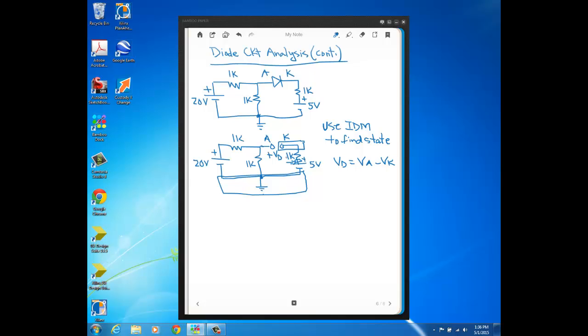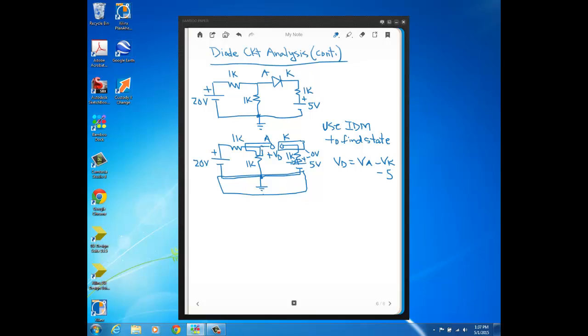That 1K ohm resistor has no current because of this open, so the voltage across it is 0. 0 volts across something like a resistor or a short, remember a short has 0 volts, means the voltage is the same on both sides. So 5 volts at this node, 0 volts across the resistor, means as we go from this node to this node, we don't change any voltage. So VK is also 5 volts. Now we just have to get VA.